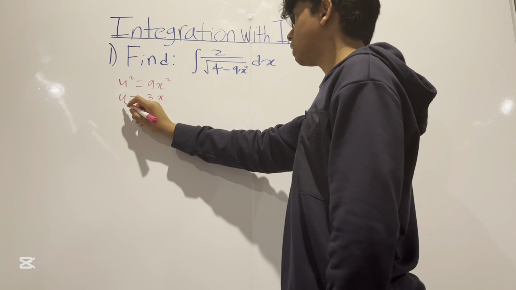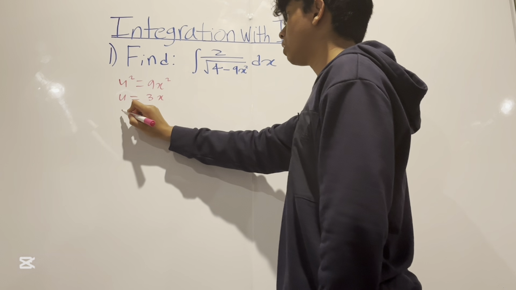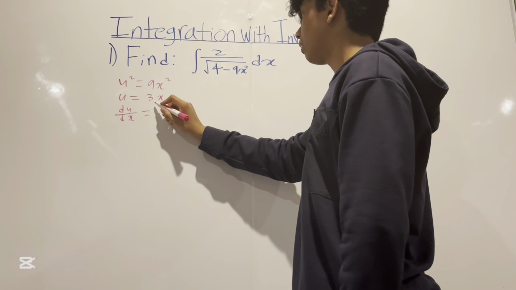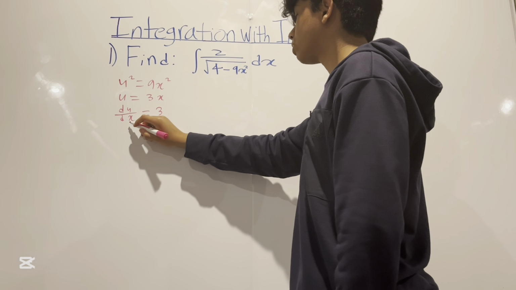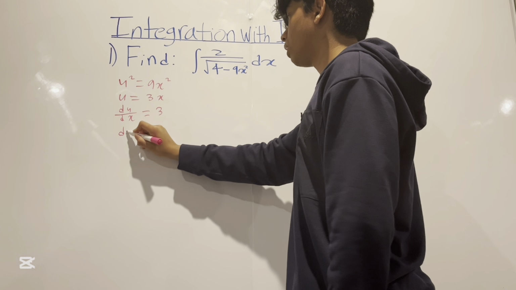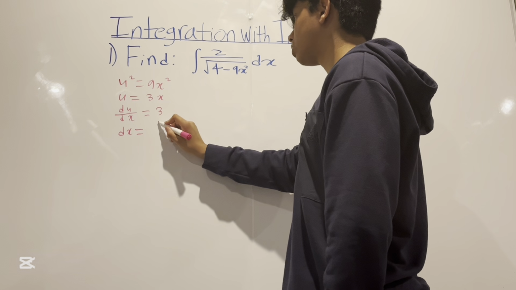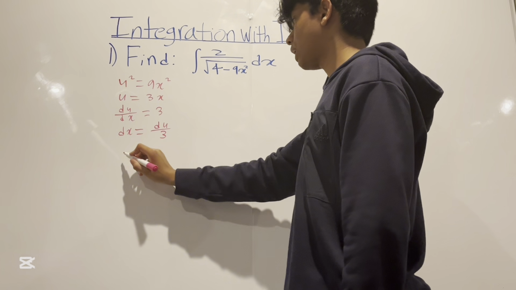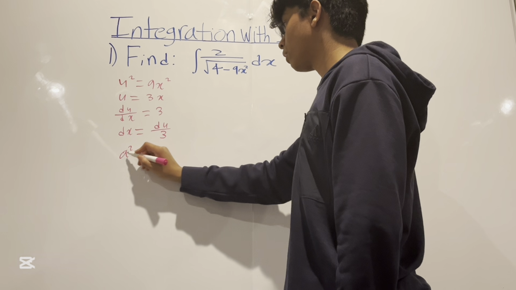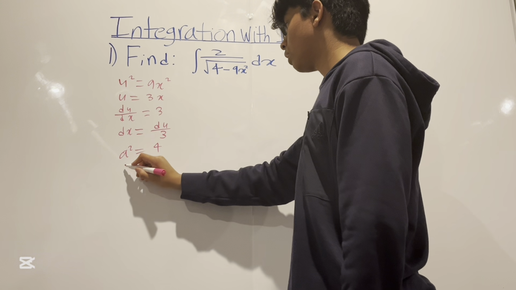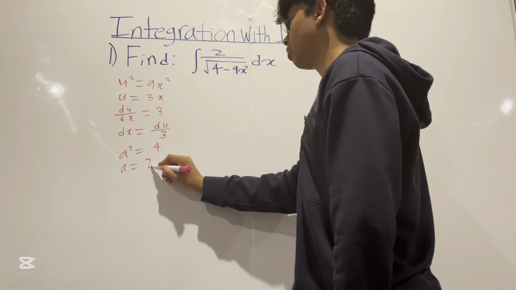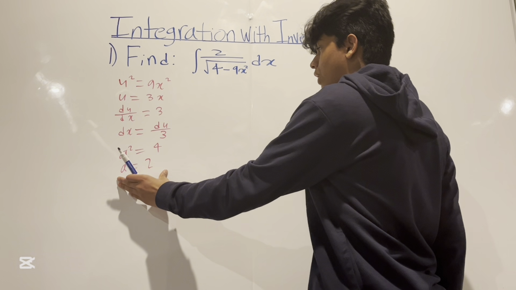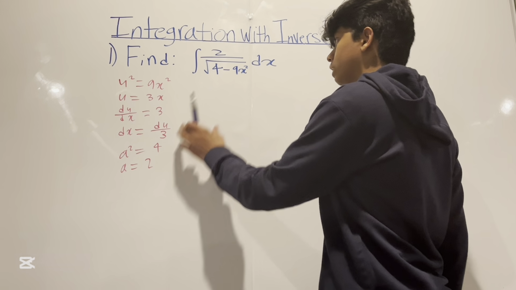Now, since u is a variable, we're going to have to differentiate this. So du over dx is equal to the derivative of 3x, which is just 3. And now we're going to have to solve for dx. If we just cross multiply, we get dx equal to du over 3. Now let's set 4 equal to a squared. So a squared equals 4, and if we take the square root, it's going to be 2. And since a is just a constant and not a variable, we don't have to differentiate this. So now we have all the information, and let's plug it back into the integral.